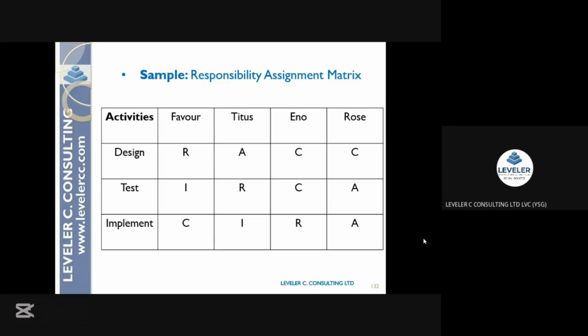Any other input? Any other inputs? Let me do something. Let me use a highlighter so that we can all see it. So all of us have agreed that responsible means the person that is going to carry out the work, not so? Yes, sir. Right. Good.